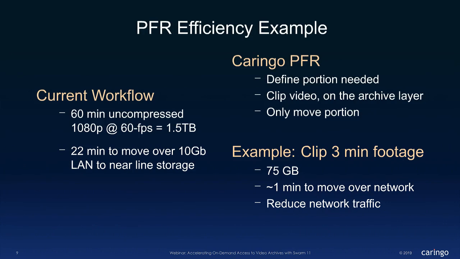So if you had this connection, which is probably faster than most workstations would have, to the storage tier, and you had to check this whole project back out, it would still take you over 20 minutes to do so. Whereas you might need to just get a 1 or 2 minute clip out of that video. So the example here would be to take the same hour-long video that's in your archive and ask the system to give you just a 3-minute clip of that footage. Well, that's a more reasonable 75 gigs worth, which is about a minute to transfer over the network.